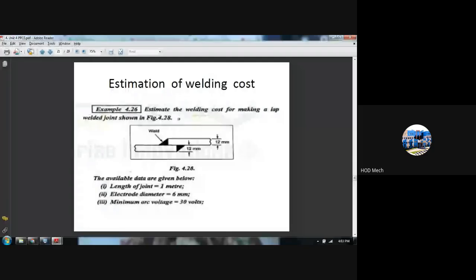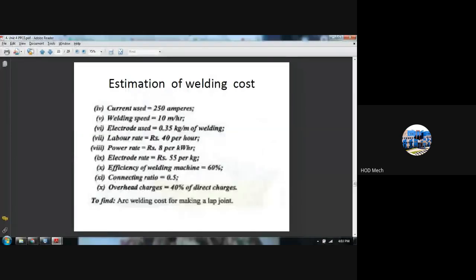Other data that are provided to you will be length of joint, right? Then electrode diameter, what is the size of electrode you are using, and of course voltage. In some cases ampere will be given. Now this is current used ampere, welding speed, electrodes used, labor rate, data, right? Some data will be given, and you are supposed to calculate the answer.